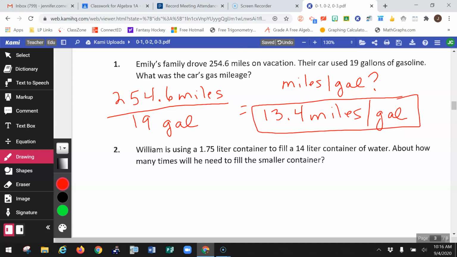William is using a 1.75 liter container to fill a 14 liter container of water. About how many times will he need to fill the smaller container? So how many times is he going to have to pour 1.75 liters to make it equal 14 liters? So we're just going to take our 14 and divide it by the 1.75, and it ends up that he'll have to do that 8 times.